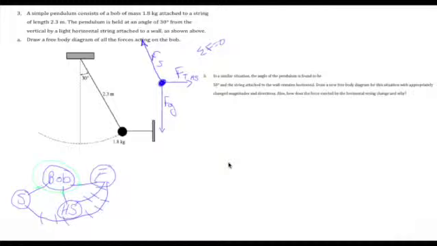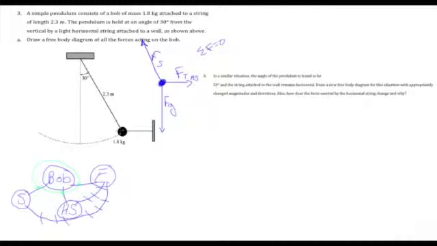All right, in part B, we talk about a similar situation where the angle of the pendulum is found to be 50 degrees, so this angle is going to be different. And the string attached to the wall remains horizontal. Draw a new free body diagram for this situation with appropriately changed magnitude and direction. Also, how does the force exerted by the horizontal string change and why? Well, if I were to draw on top of this image over here, what happens? So this angle is now 50 degrees.